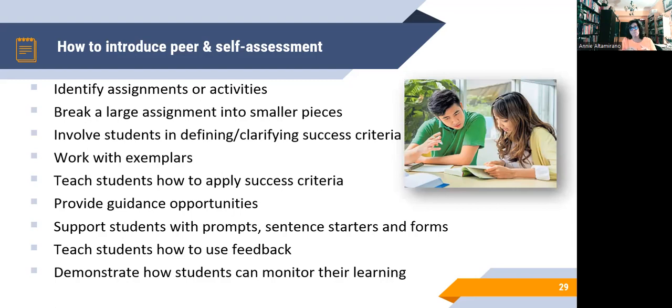For example, if students are doing a project, specify milestones at different stages of the project and introduce opportunities for peer and self-assessment and feedback in those milestones. Also, involve students in defining and clarifying success criteria. That is, the descriptions of what achievement of learning intention looks like. Work with samples, with exemplars that make the criteria visible for the students. Teach them how to apply the criteria.